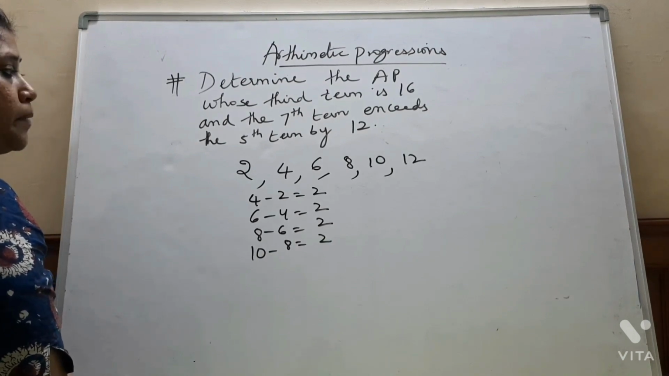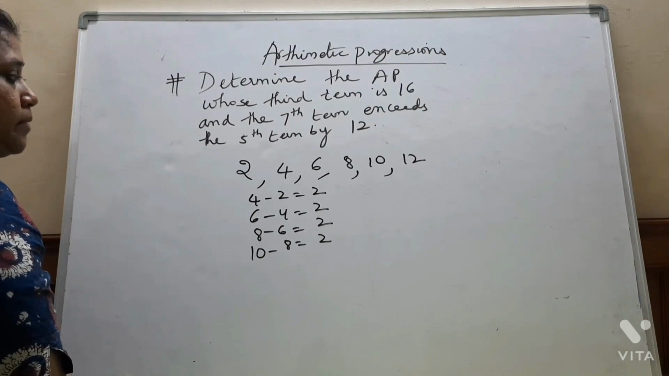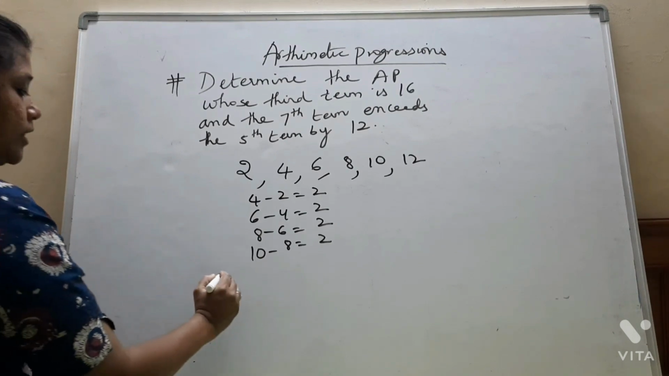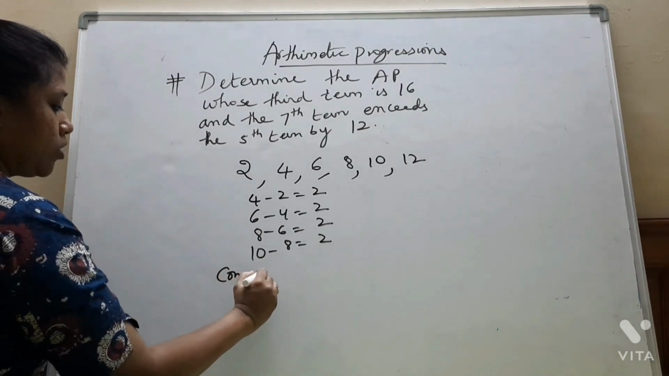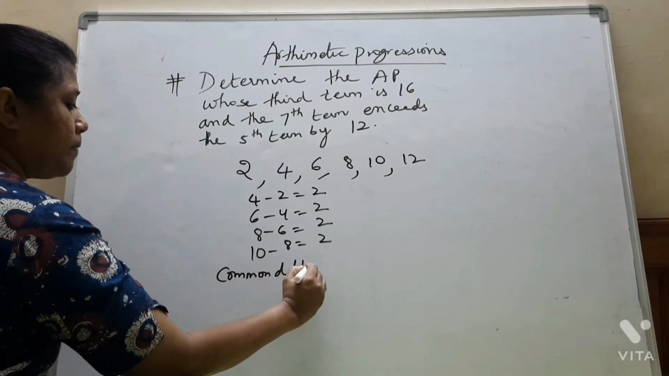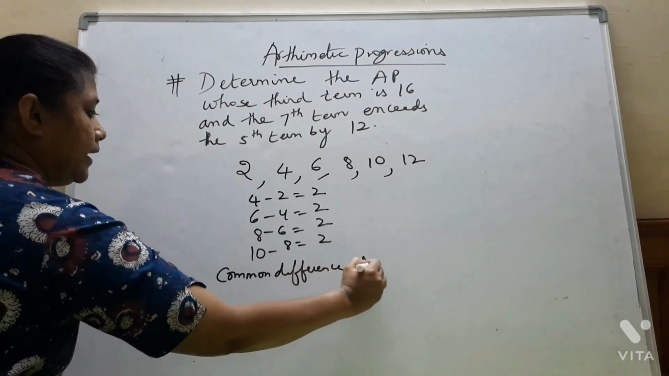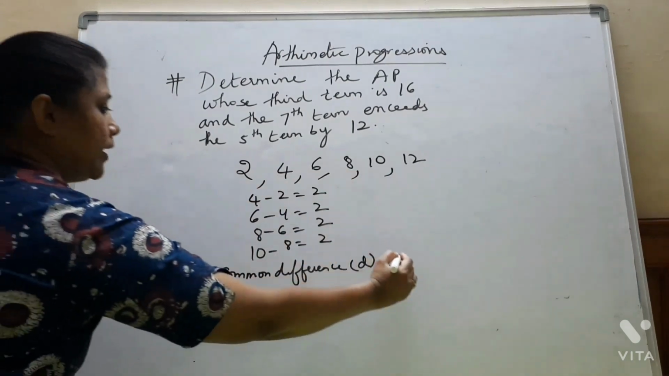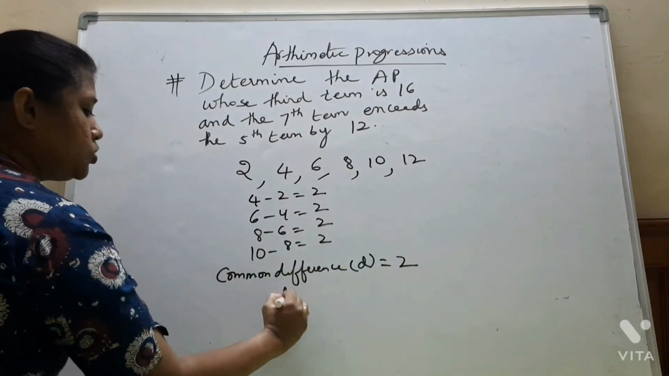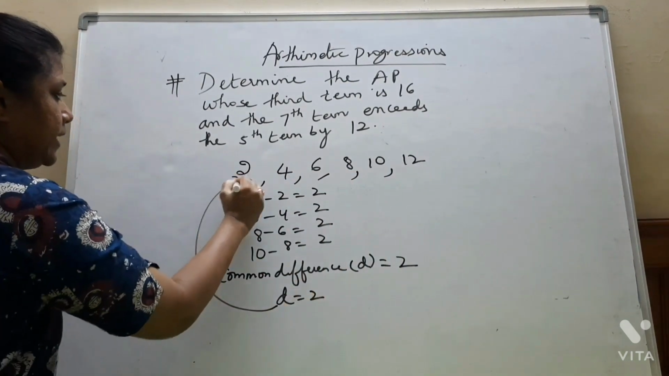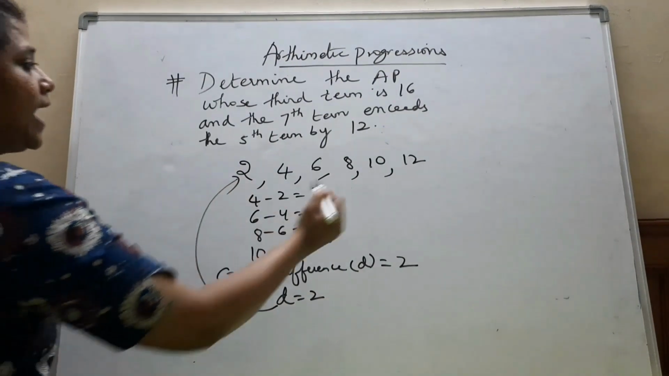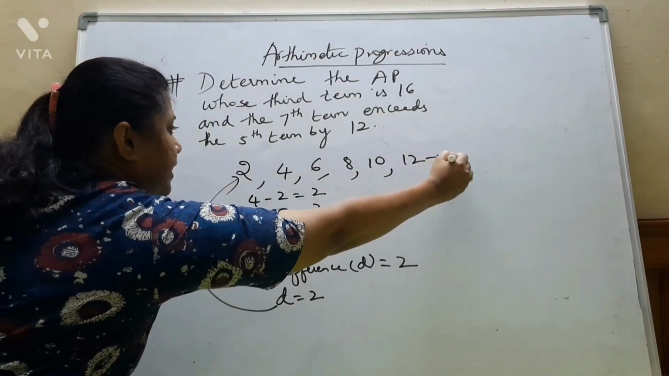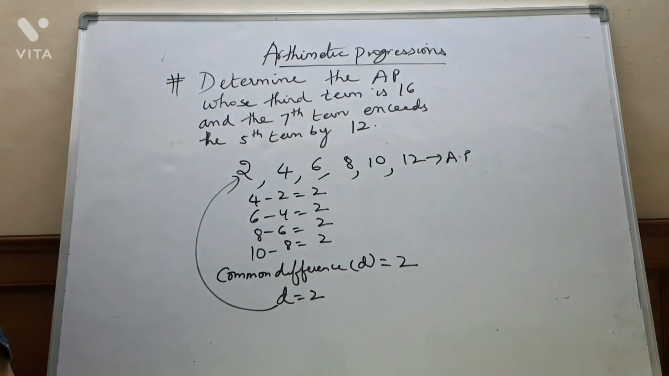So that's why this particular series is called an arithmetic progression, because the common difference, which is denoted by d, is constant throughout, it is 2. So d is 2 in this particular series. That's why you would say that this particular series is an arithmetic progression.